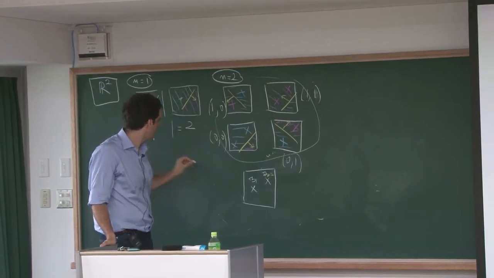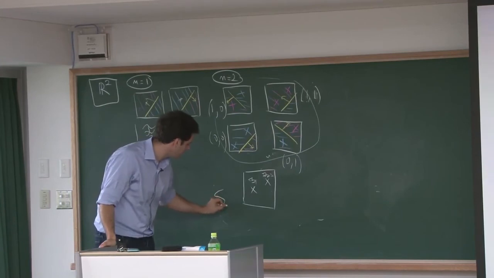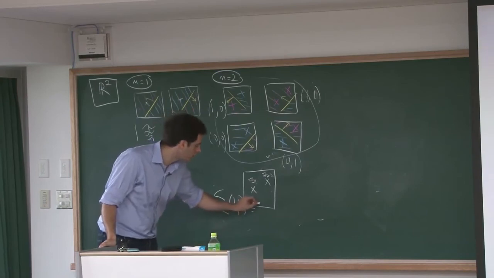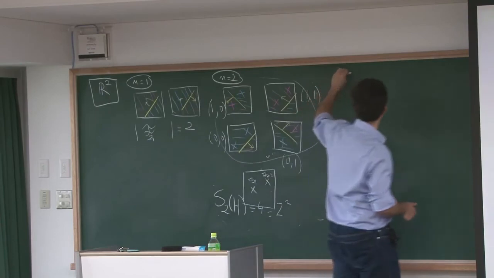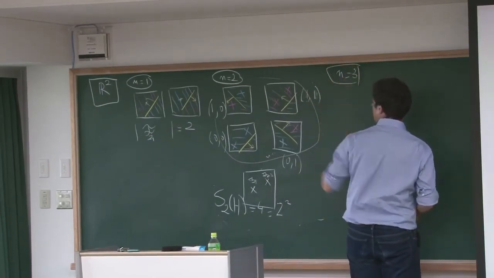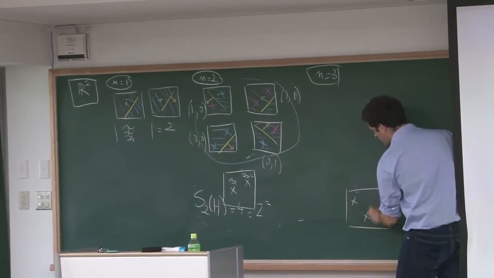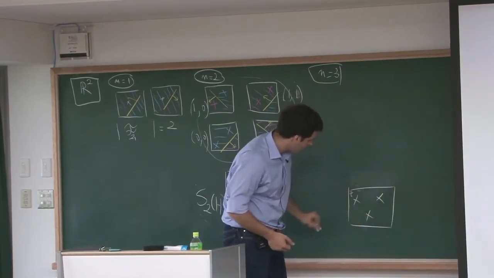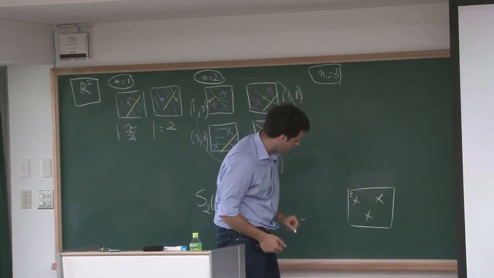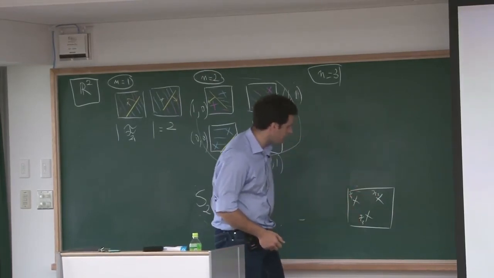So in this case, the size of the set, if you want S2 of the set of hyperplanes, is still equal to 4, and it's equal to 2 to the power 2. Now consider the case where n equals 3. Okay? I will have 3 points. I'm not going to do all the examples, but let's say it's x1, x2, x3.